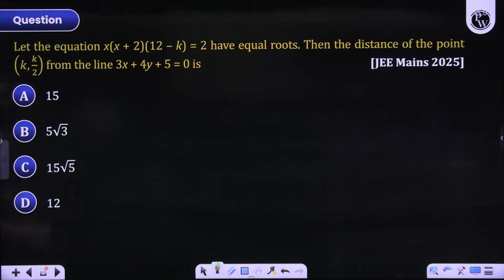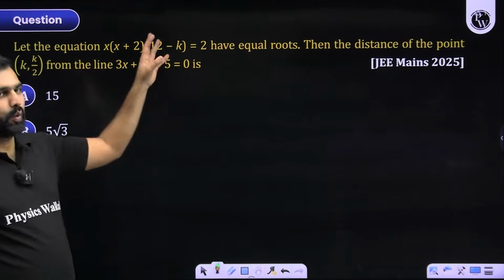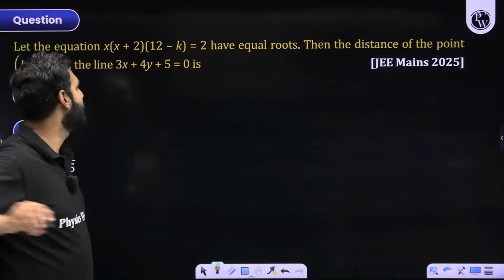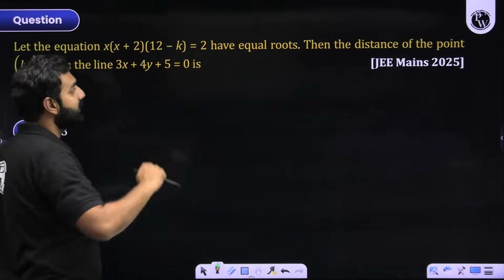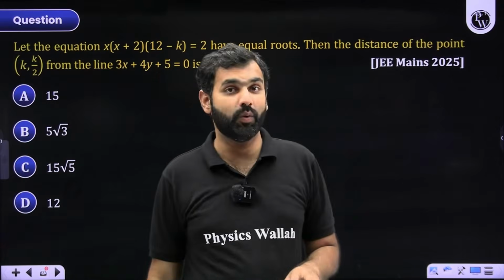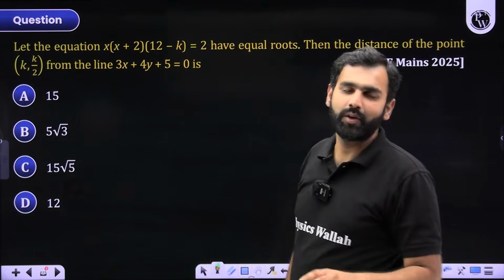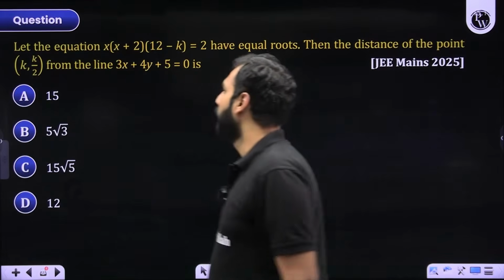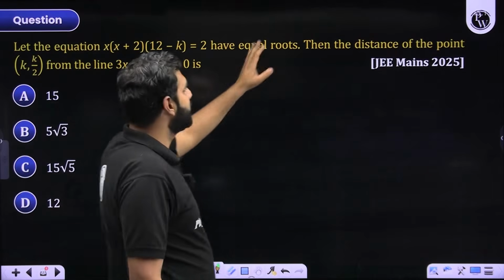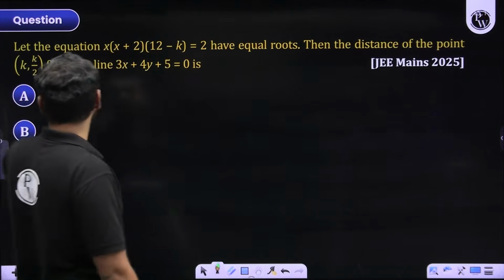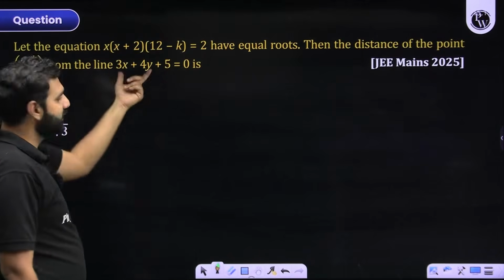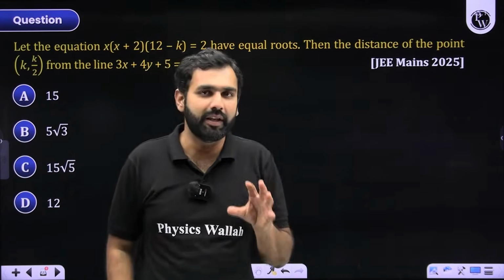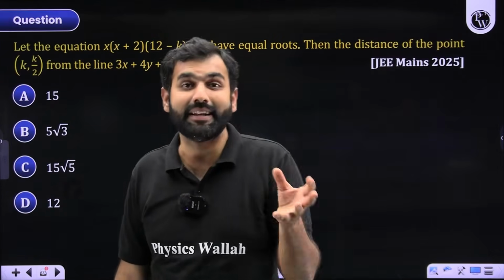Now, let us move ahead with the next question we are seeing right there in front of us. This question merges two concepts, quadratic with coordinate. How? Let's have a look at that. It says this equation has equal roots. So if an equation has equal roots, which means its discriminant must be 0, right? Now, apart from that, what we know is the distance of this point, which point? k comma k by 2 from this line. So I think a very simple question. Can you believe this? JEE Mains has asked it in the last year.